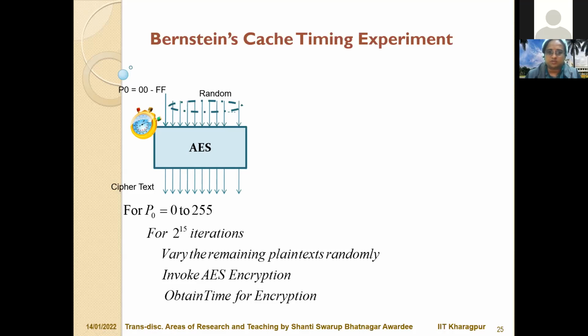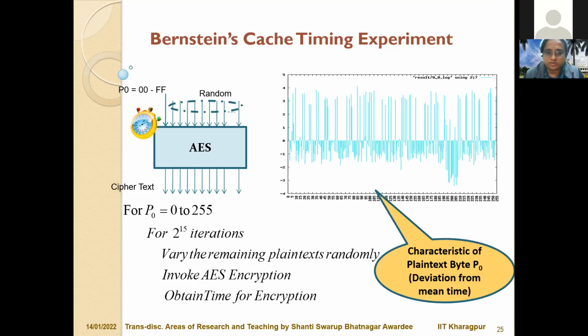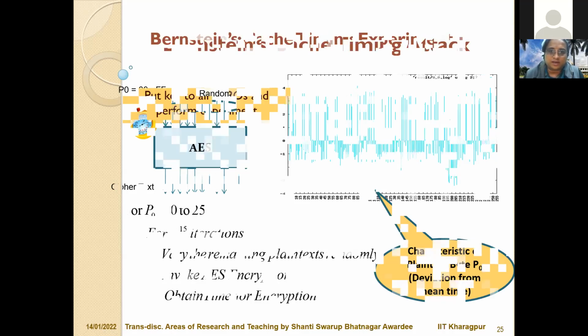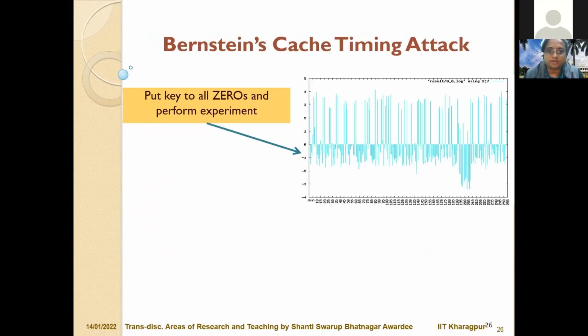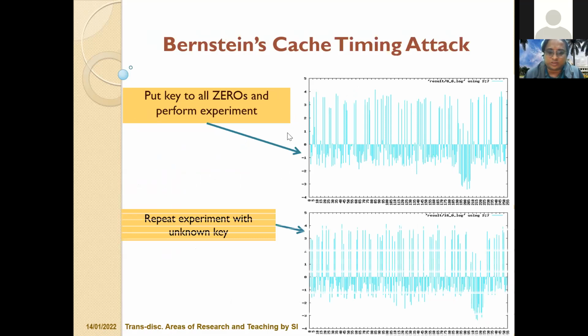In this process, you will get a timing characteristic. The question is, how does this timing characteristic give information about the secret key? Very interestingly, if you repeat this experiment with two different keys, maybe one of them is 0 and the other is the actual key, then the timing characteristic is pretty similar in both of them. You can observe this.